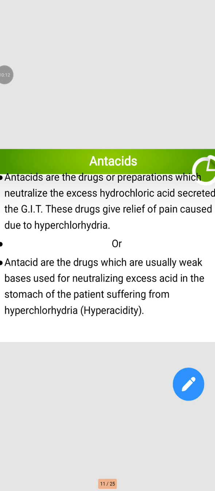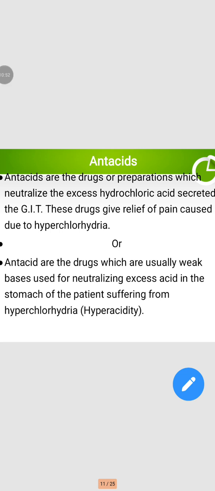Hyperchlorhydria means excess hydrochloric acid secretion, and antacids are the drugs which neutralize it. Another definition: antacids are the drugs which are usually weak bases used for neutralizing excess acid in the stomach of the patient suffering from hyperchlorhydria.